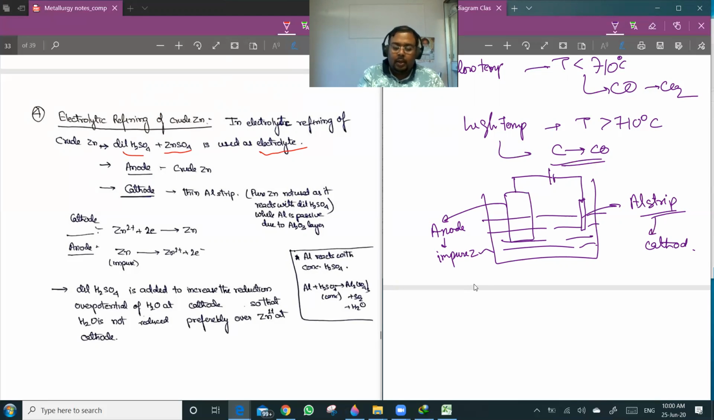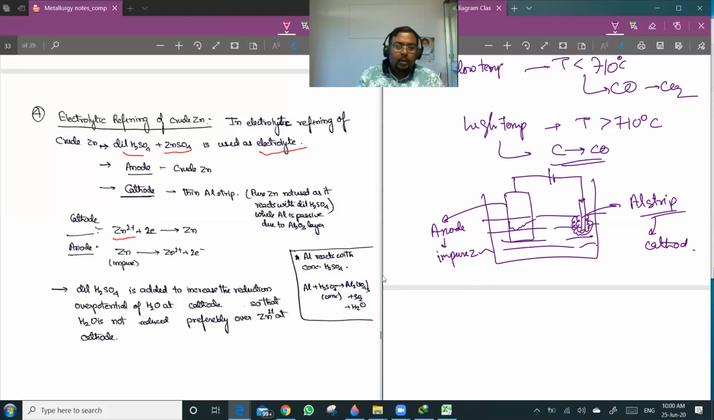What will be happening is that at the cathode, zinc 2 plus will be converting into zinc, and it will be deposited here like this. The anode will gradually be eroding away. At the anode, zinc will be doing zinc 2 plus plus 2 electrons.